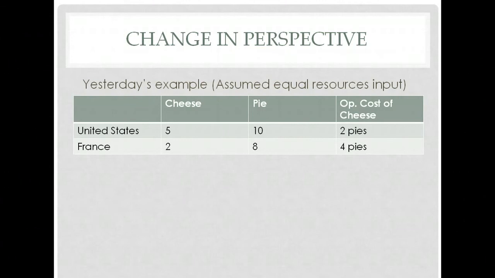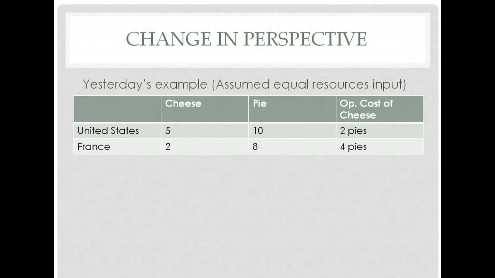The United States was producing cheese and pie, as was France. We learned that the U.S. could produce 5 cheese or 10 pie, and France could produce 2 cheese or 8 pies. And we also learned that the opportunity cost of producing cheese for the U.S. was 2 pies, and the opportunity cost of producing cheese for France was 4 pies. And since the U.S. had a lower opportunity cost for producing cheese, it had the comparative advantage in producing cheese. And since the U.S. had a comparative advantage in cheese, we knew that France had a comparative advantage in pie. Okay, that's a good review.